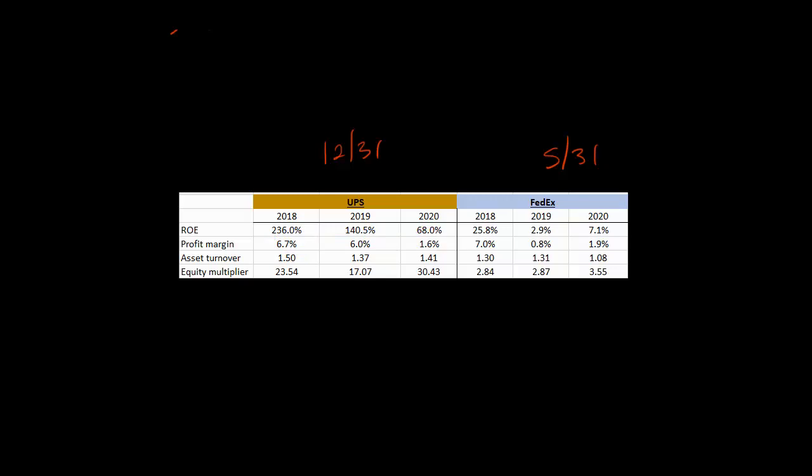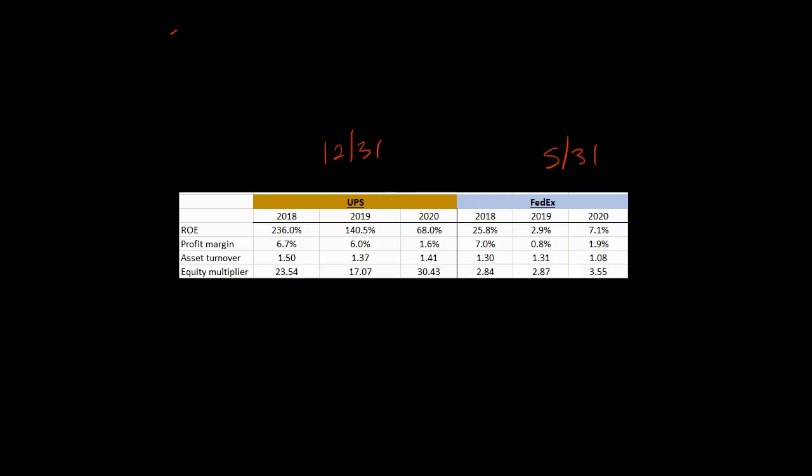For FedEx, we've also got a significant decline in profit margins from 2018 to 2020. So that's not good. For each company, we could dig into their income statement and ask why the profit margin declined so much. Did they take some kind of impairment, or was it an increase in fuel costs or whatever? We could dig into that more, but it's helpful to just know at a high level that profit margin is lower than it was a couple of years before for each of these companies.